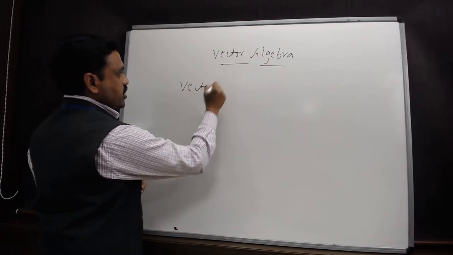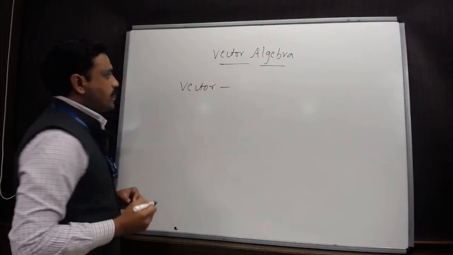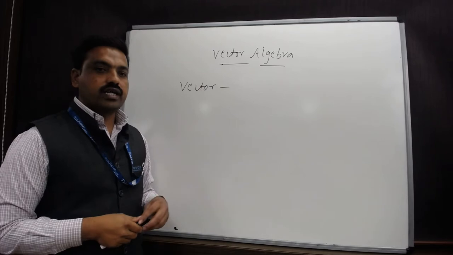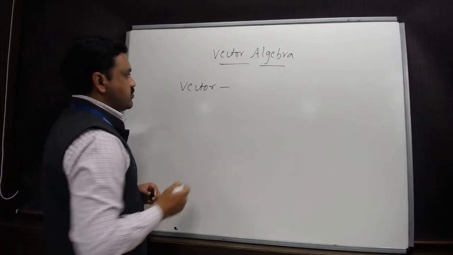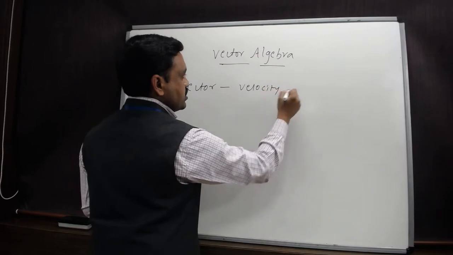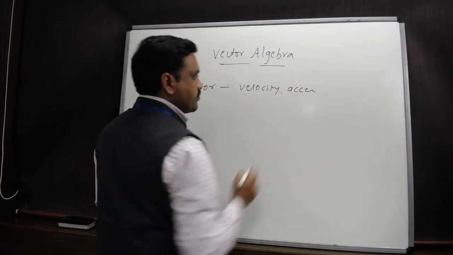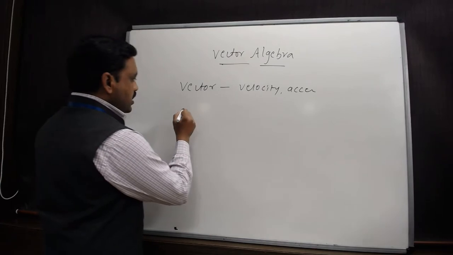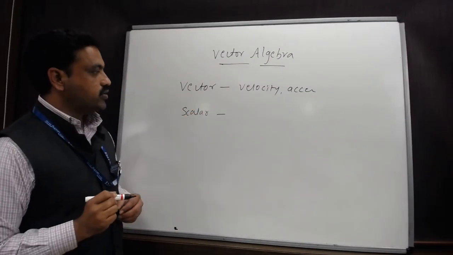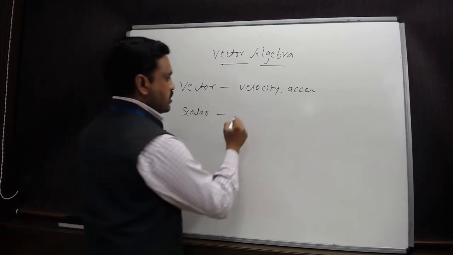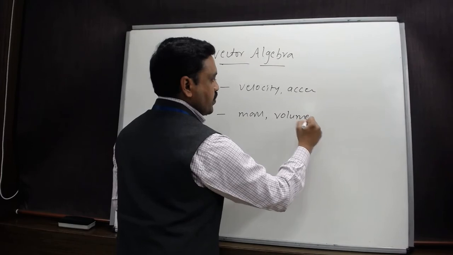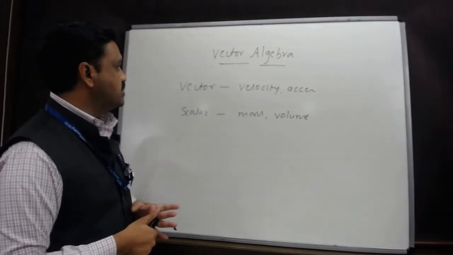A vector is a physical quantity which has both magnitude as well as direction. For example, velocity, acceleration, etc. Similarly, a scalar is a physical quantity which has only magnitude but not direction. For example, I can give mass, volume, etc. So just observe these examples.